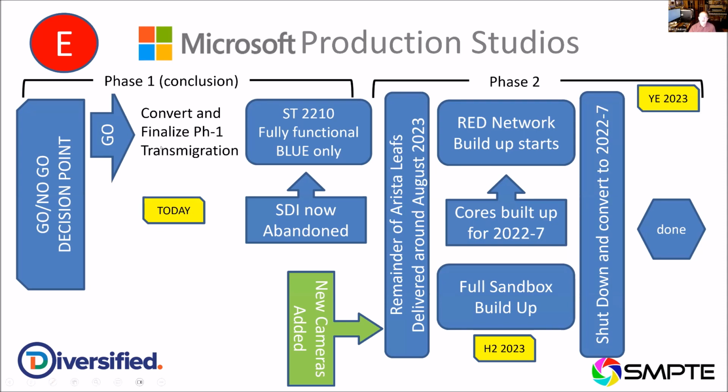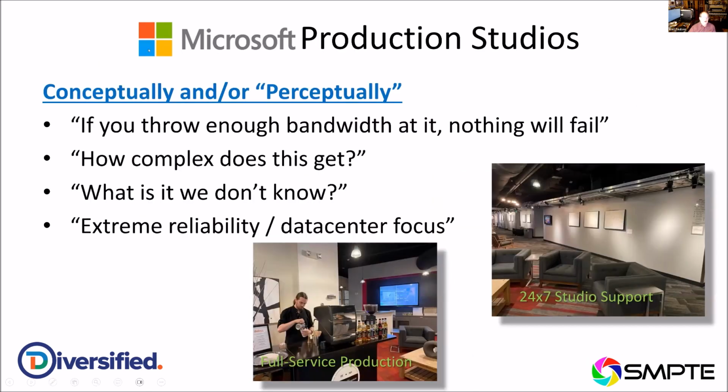So the next ending phase of this will be the phase 2 system, where we'll get the other switches in, we'll build the red network startups, we'll finish out all the cores, the full sandbox will then be built up, and then we'll shut down and convert everything to 2022-7 sometime around the year end 2023. And there's a window in the December timeframe of this year where the facility can literally be turned off. There won't be any production, and that'll be essential in order to make these final changes. So you can kind of get an idea of the length and the things that we had to go through and are still going through in this almost 30-month plus process so far.